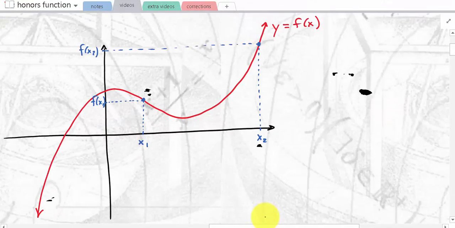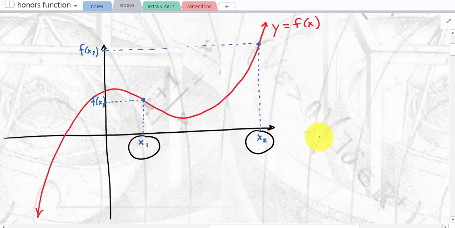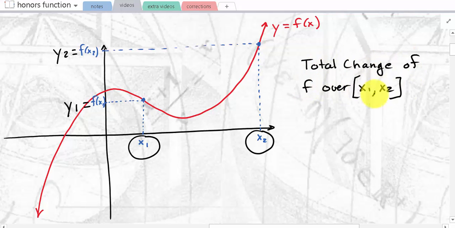Let's begin. Let's consider a function that we call f with its graph, and let's take two input values, x1 and x2. Let's also denote f of x1 by y1 and f of x2 by y2. Let's first define the total change of f over x1, x2. How do we define the total change over the interval x1, x2? Very simply as y2 minus y1.